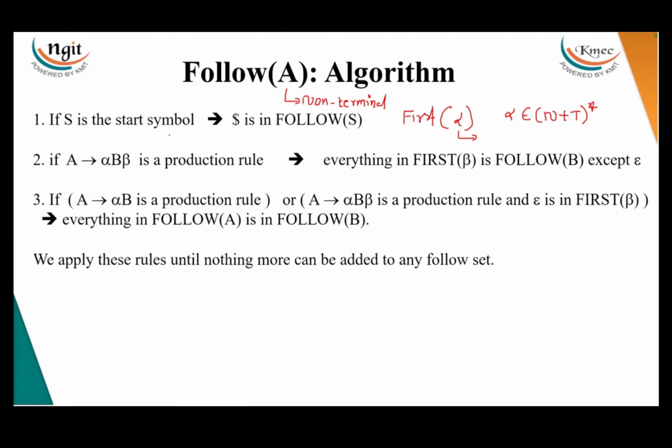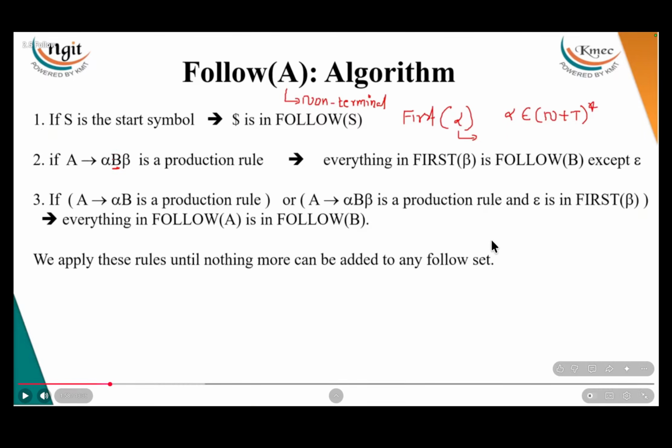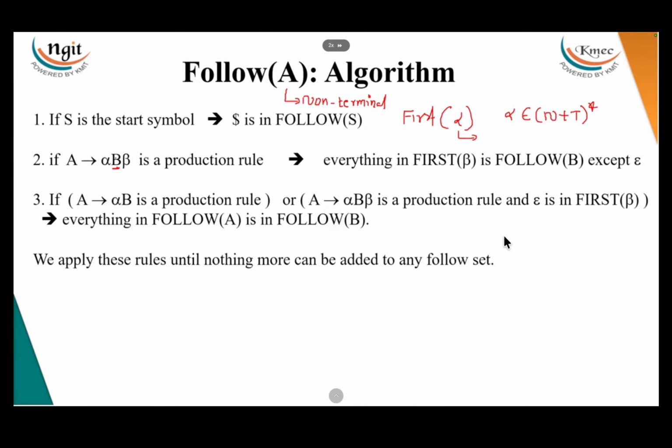So here we are having three rules mainly. If S is a starting symbol, then you have to take the dollar. And assume that we are finding the follow of B here, right? Whenever you're asked to find the follow of a non-terminal, you have to check where it is on the right hand side. If it is somewhere like this, then the follow of B is nothing but the first of the remaining symbols, right?